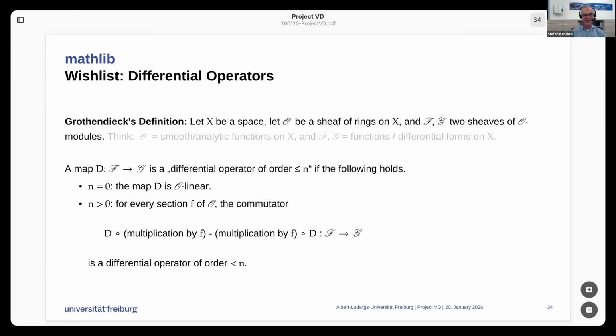And then Grothendieck defines the differential operator as a map from functions to functions, or from functions to differential forms. And it's a differential operator of order 0 if it commutes with multiplication, so linear, and it's a differential operator of higher order if it satisfies some iterated Leibniz rule. So this is the definition, and this is a definition that I would very much like to see in MathLib.